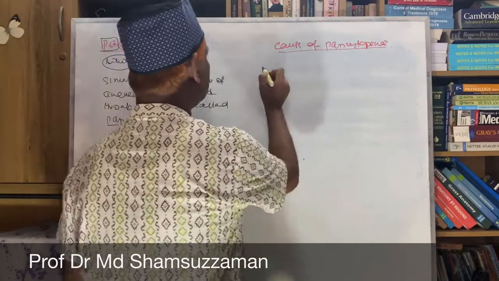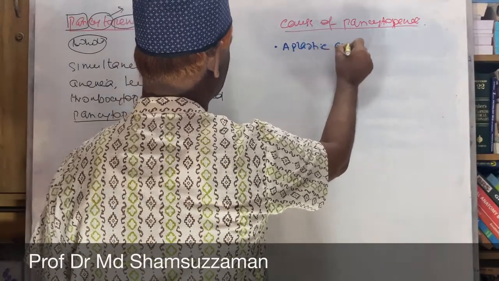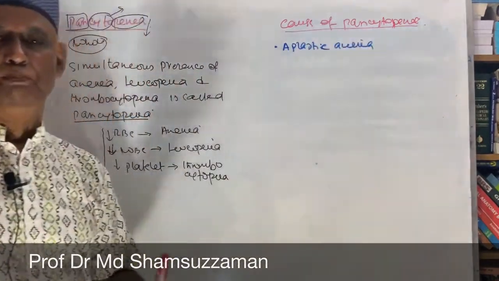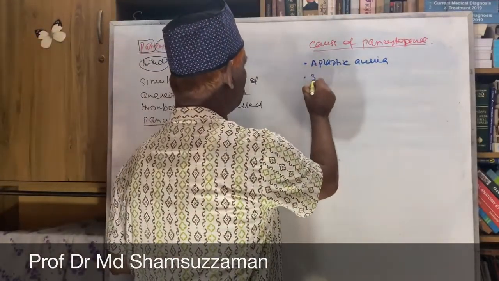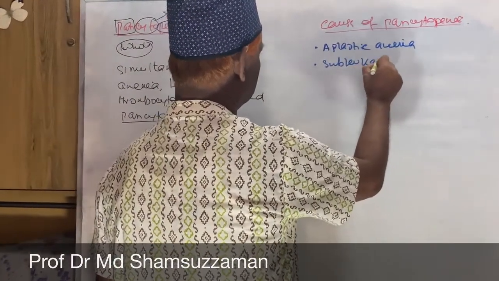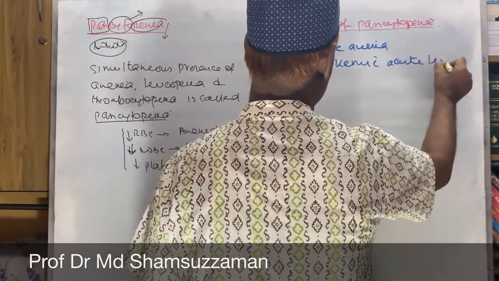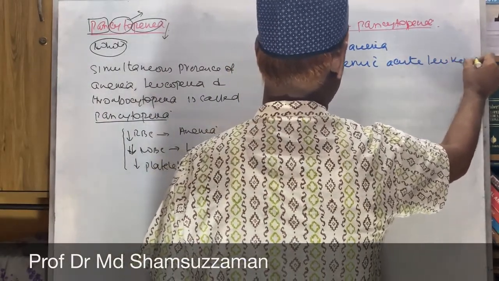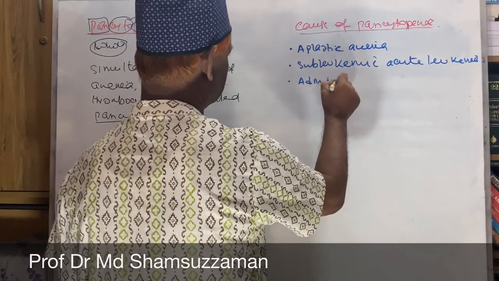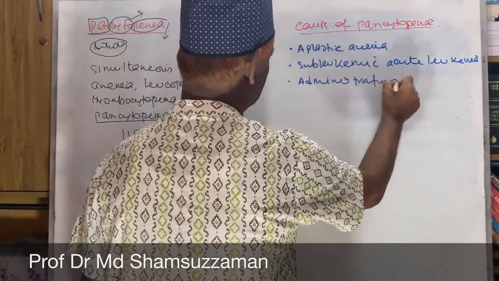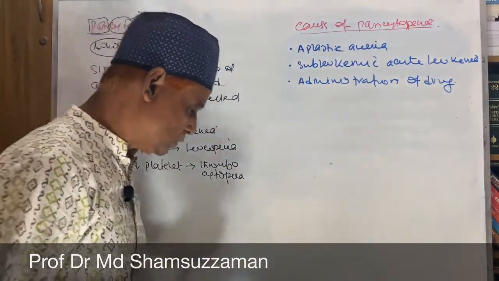The causes of pancytopenia may be aplastic anemia. Aplastic anemia is an important cause of pancytopenia. Then subleukemic acute leukemia. Then administration of drug. So administration of drug is also associated with pancytopenia.